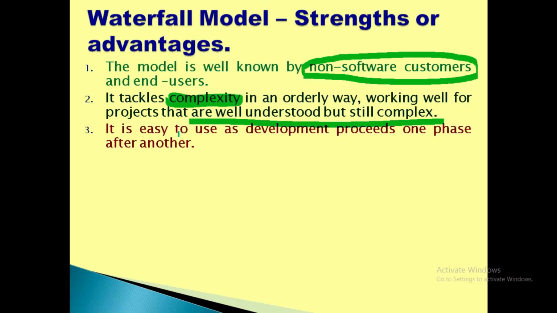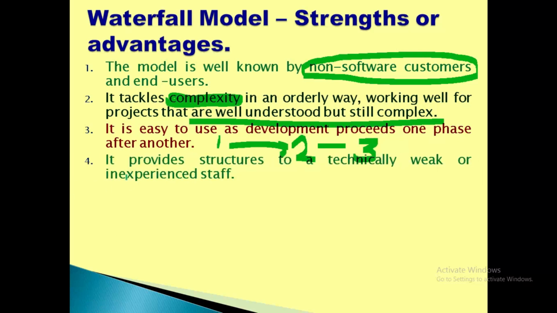Now, it is easy to use as development proceeds from one phase after another. As I told earlier, once phase 1 is done, then only go for phase 2. Once phase 2 is complete, then go for phase 3. So it is very easy to use. Again, it provides structure to a technically weak and inexperienced staff. Such staff, which is not that good in technical aspects, gets a good structure: you have to go phase by phase in a linear sequential way and follow the particular path to develop the entire system, and you are not supposed to skip any phase.